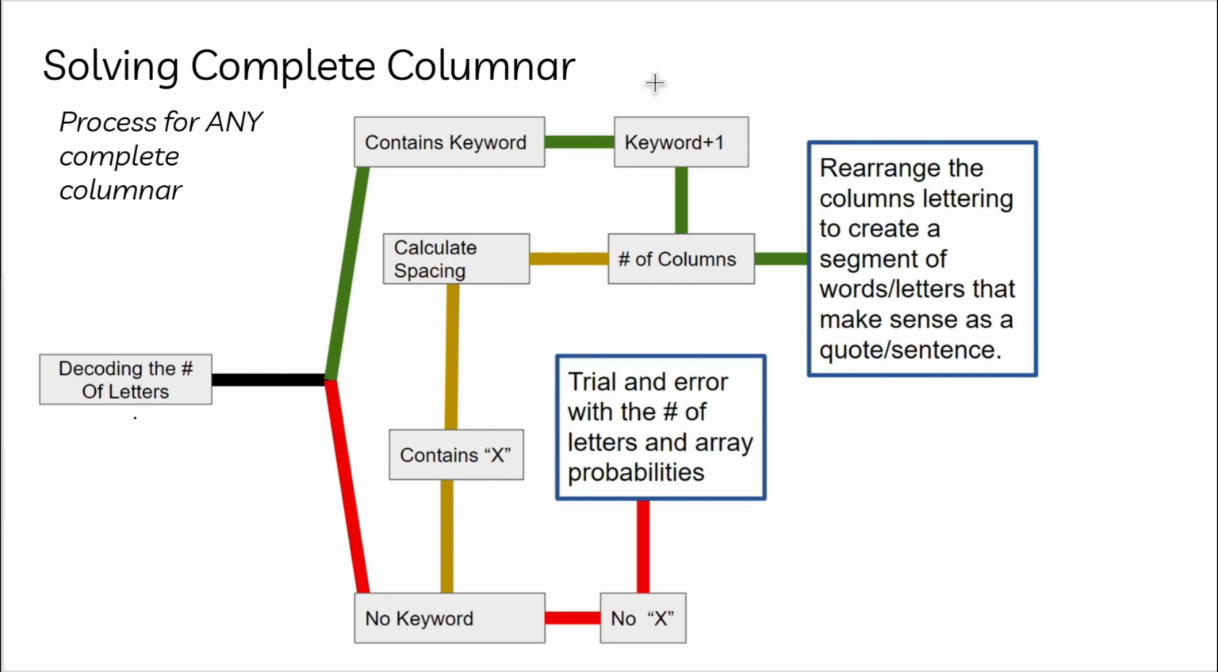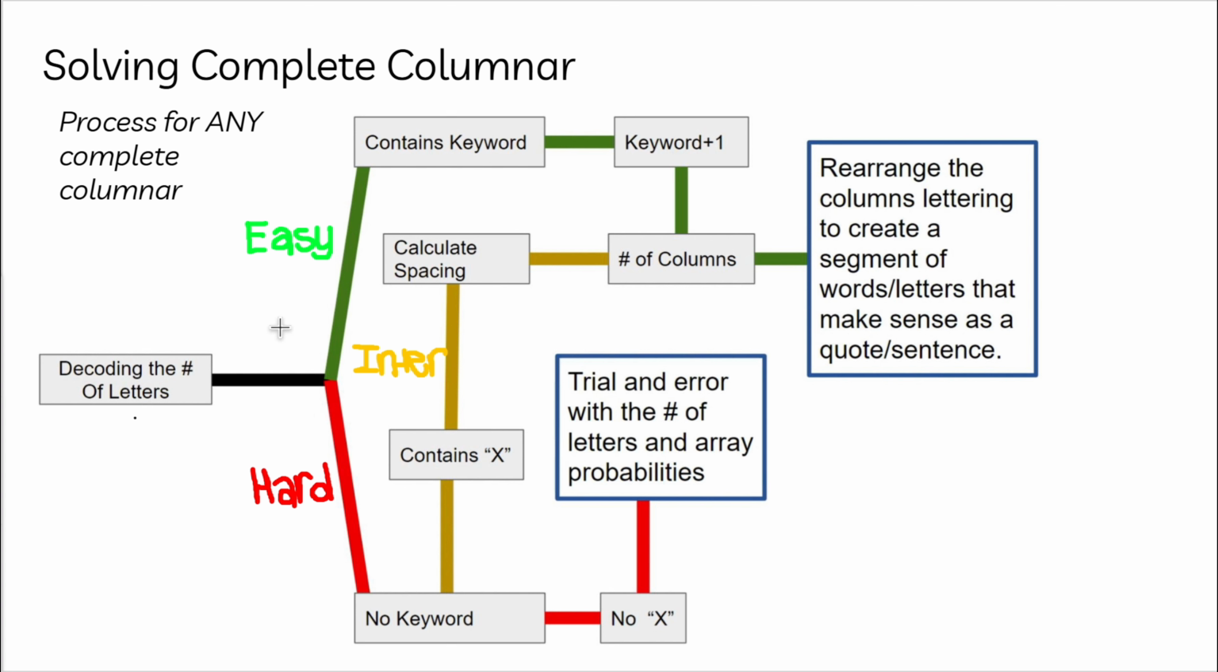So over here I have a process guide which shows how to solve any type of complete columnar cipher. The green represents easy, the yellow represents intermediate, and the red represents hard. So first let's go over easy.